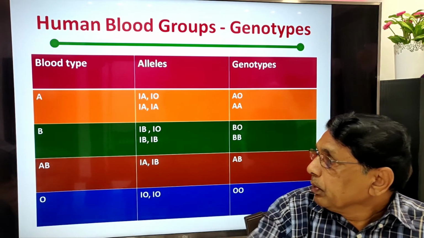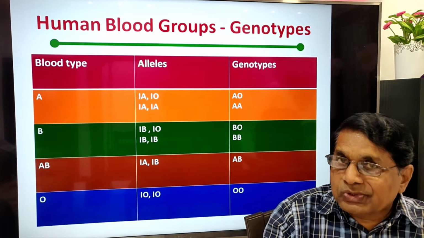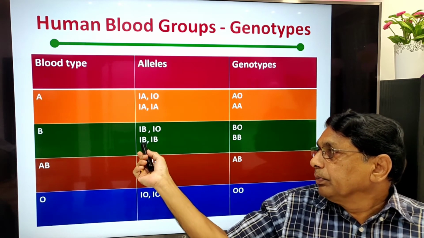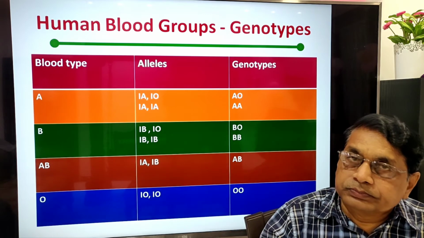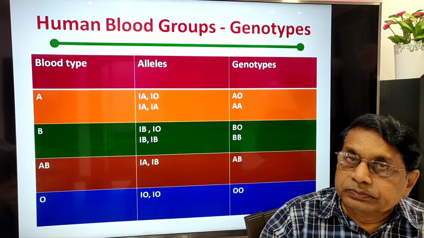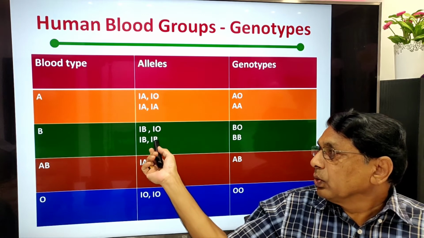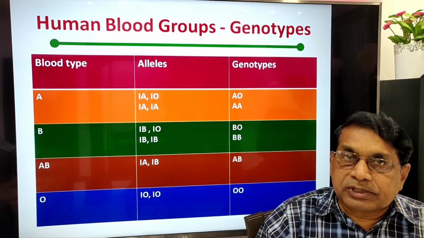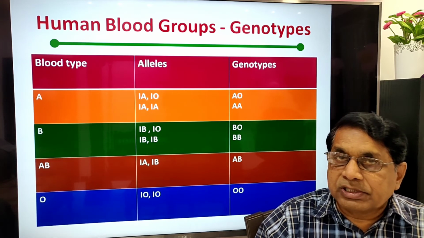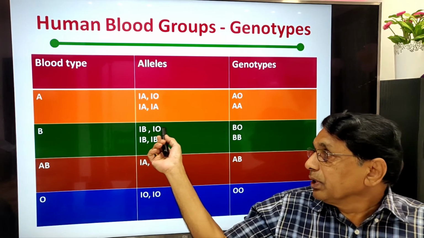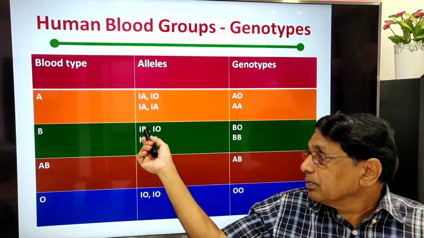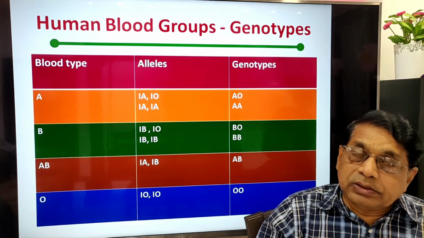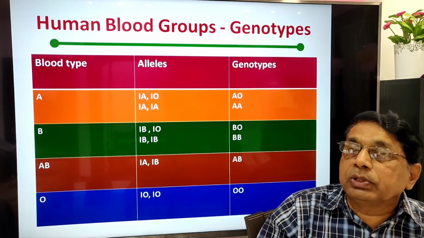B blood group people have two types of genotypes: BO, BB. Here it is heterozygous, here homozygous. Both genes express the same character. But even if O is there, because B is dominant over O, he will be expressing the B antigen. So therefore he will be known as B group.